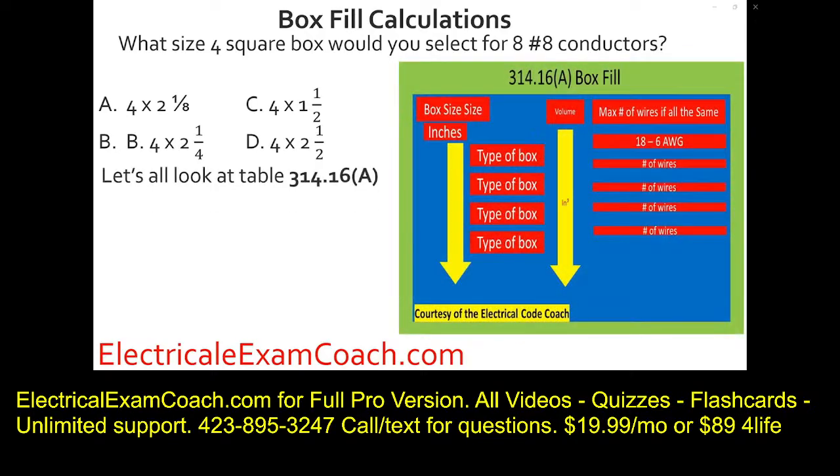We head to 314.16(A). We're going to start here on the right-hand side and we're going to find our size wire. Then we come down and make sure that we're in the right type of box. We cross over and we're going to find that it's A.